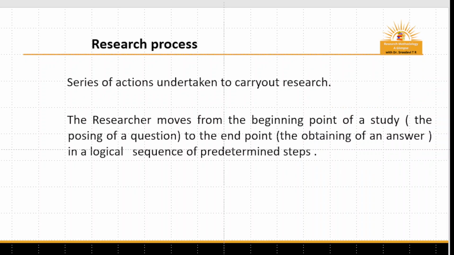Here, the researcher moves from the beginning point of a study, that is, the posing of a question, to the end point, the obtaining of an answer, in a logical sequence of predetermined steps. What is a logical sequence? That is, a series of steps for conducting scientific research, one after another in a particular order. In some studies, these steps may overlap, whereas in others, certain steps are not needed.